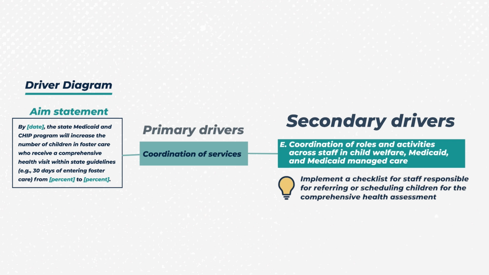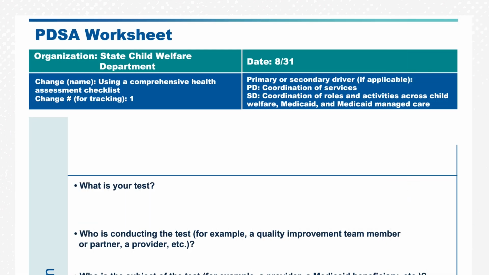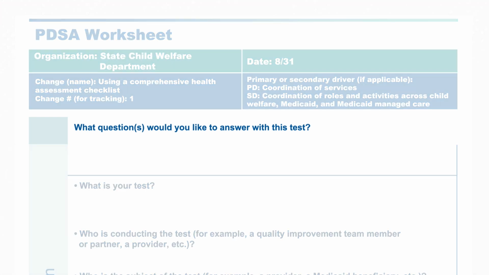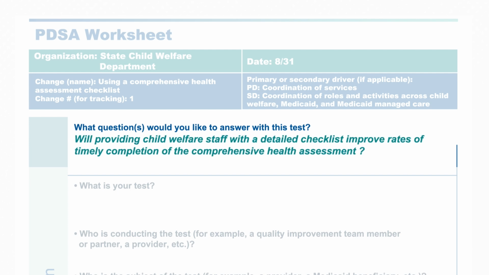Some states have developed detailed checklists to support child welfare staff in coordinating with Medicaid, managed care plans, and the child's primary care provider to schedule and ensure timely completion of the comprehensive health assessment. Let's start with that. The first step is to plan. Start by asking, what questions do you want to answer with this small test? For this PDSA, your question might be, will providing child welfare staff with a detailed checklist improve rates of timely completion of the comprehensive health assessment?